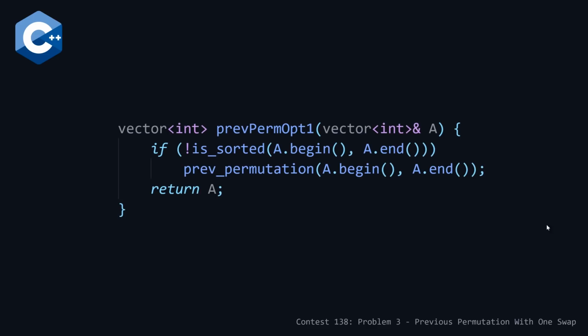So I then went back to my code and said, well, this is simple to fix. We just need to add a little if statement at the top that says if it's not sorted, to take care of that corner case, then call previous permutation. However, this is also wrong.